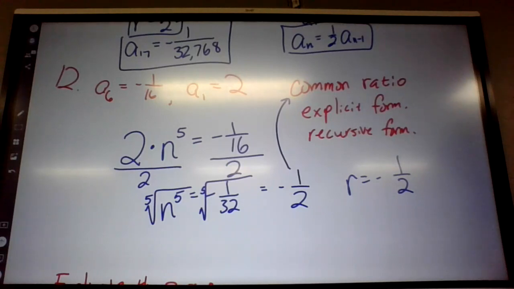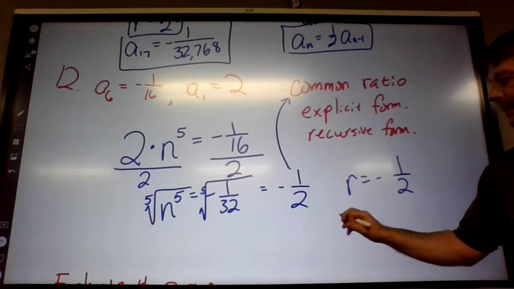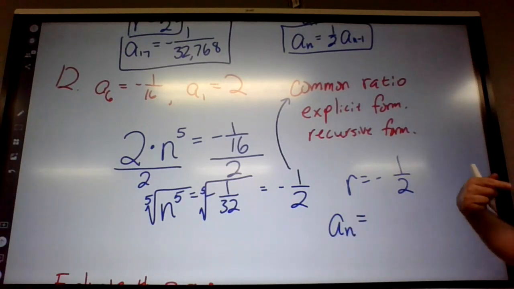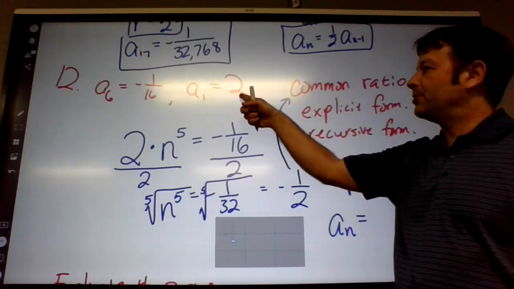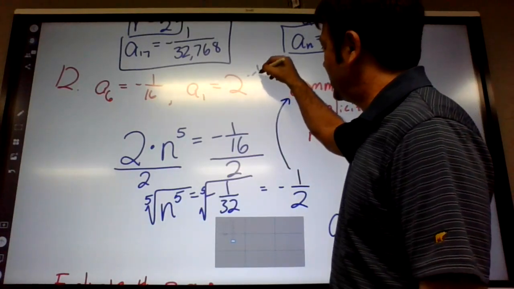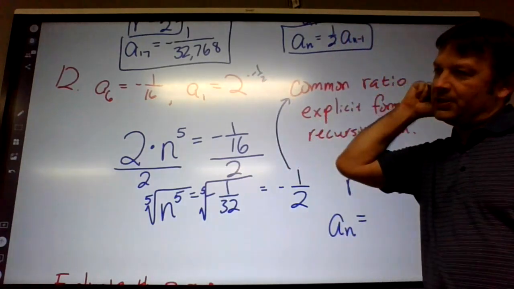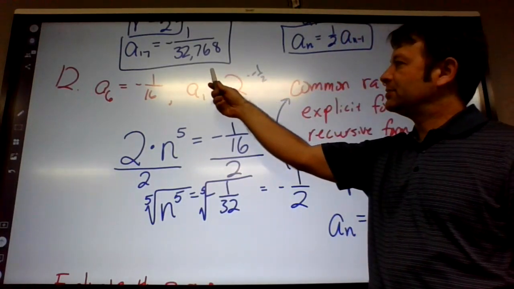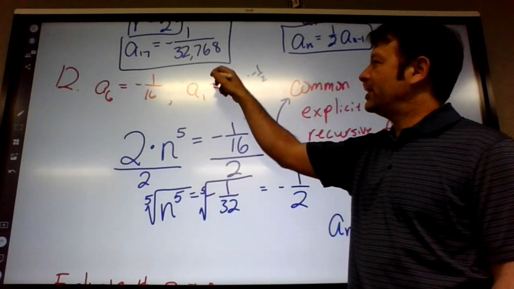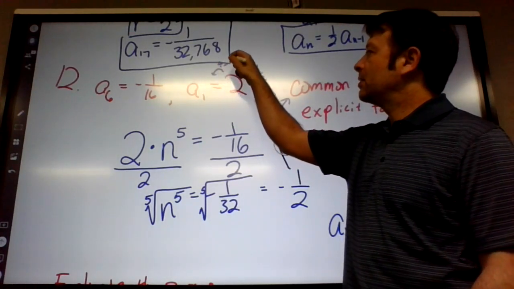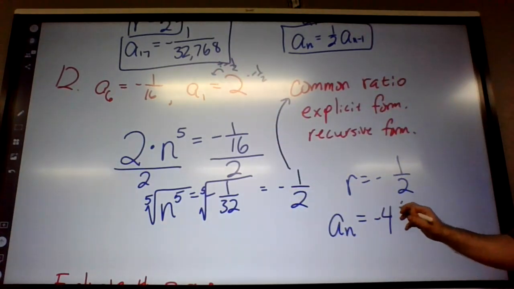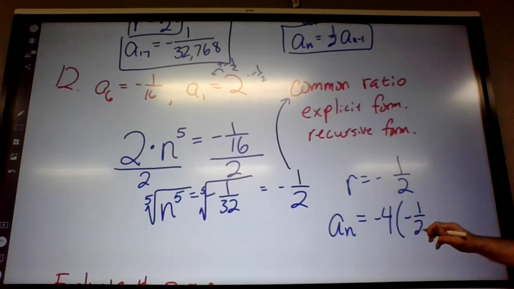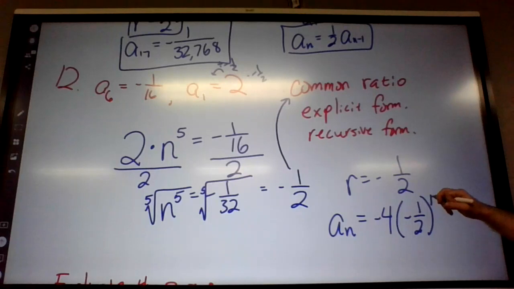Alright, explicit formula. This is the one where you need to back up one step. What came right before? This is one we did the most. What comes right before 1? If the pattern is times -1/2, what would come right before this is divide by -1/2. So it'd be -4. Okay, and then to move forward, you'd have to multiply by -1/2 repeatedly.